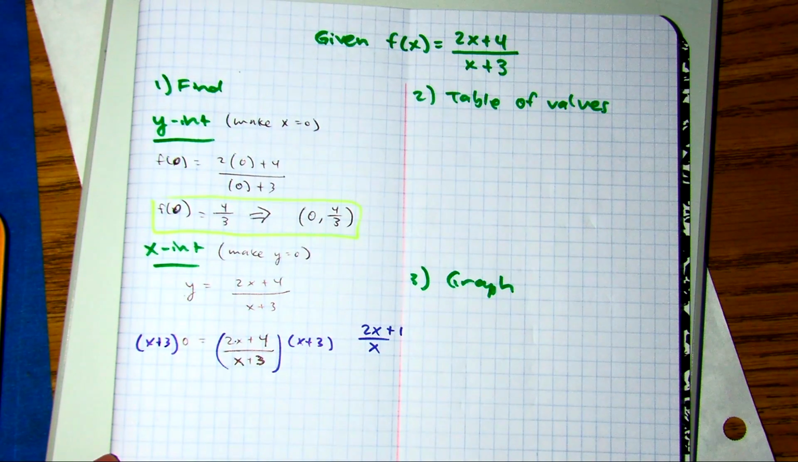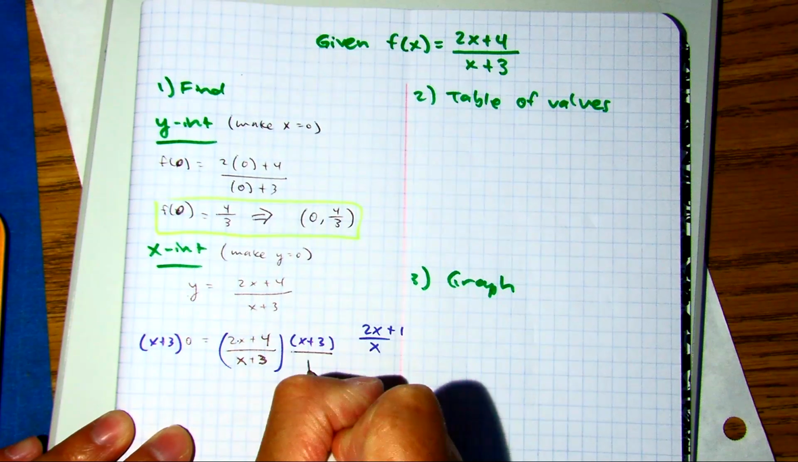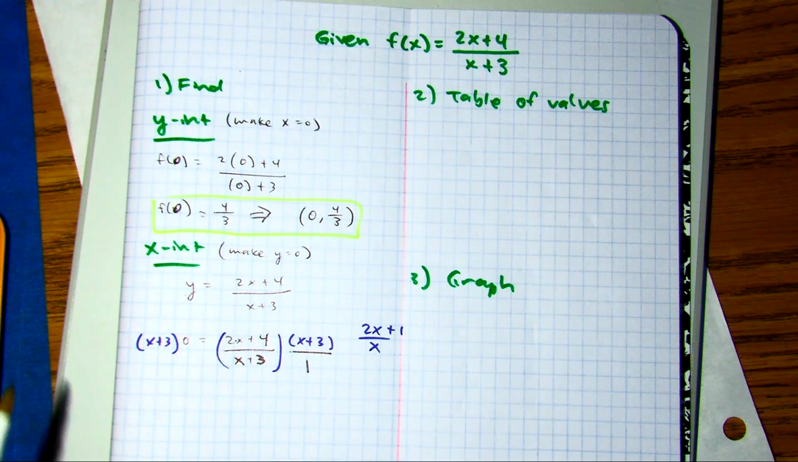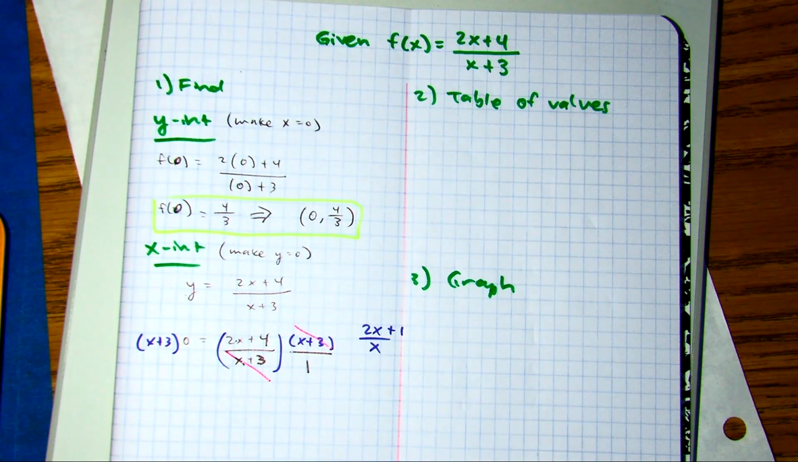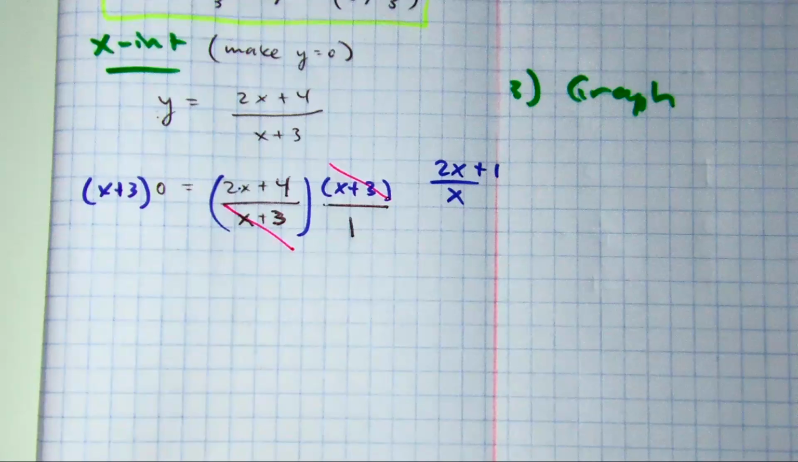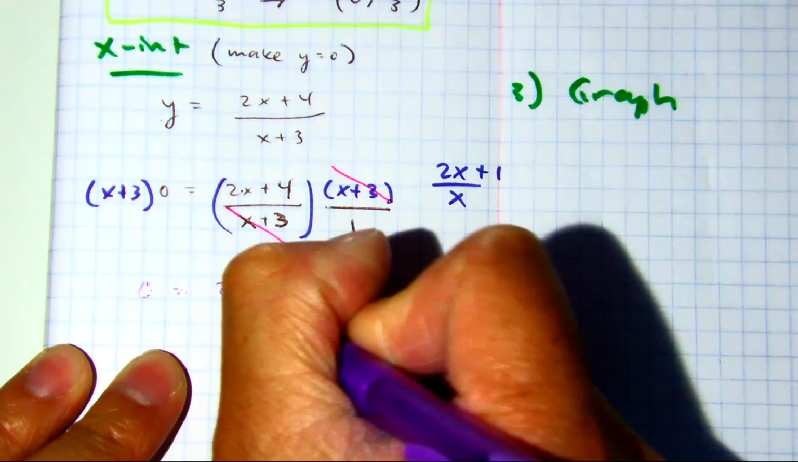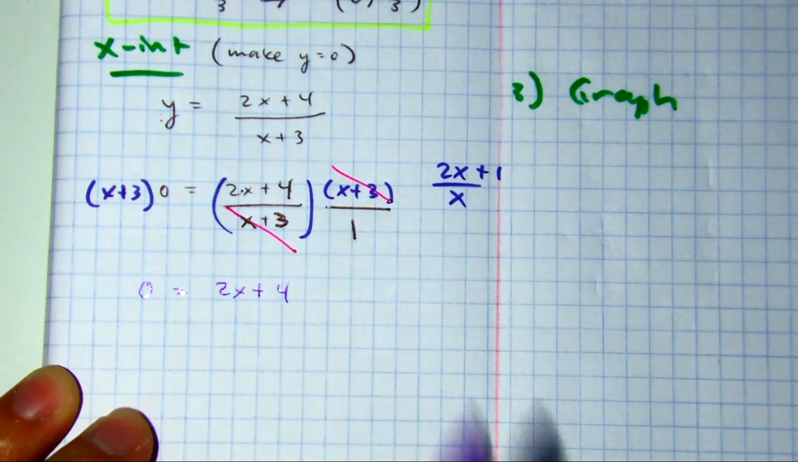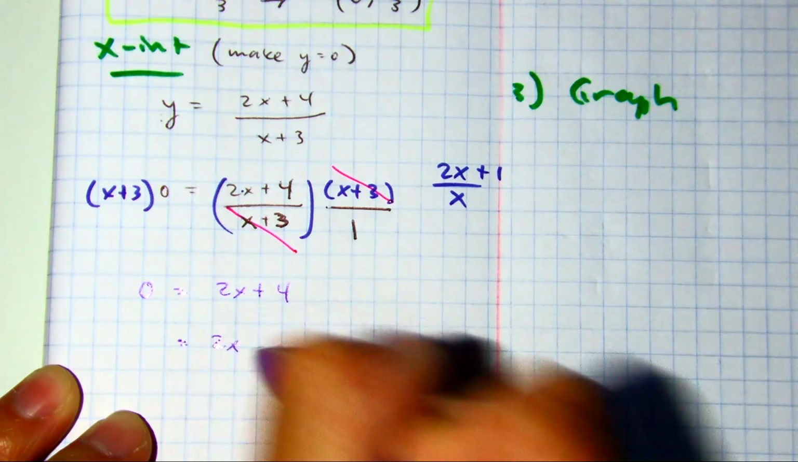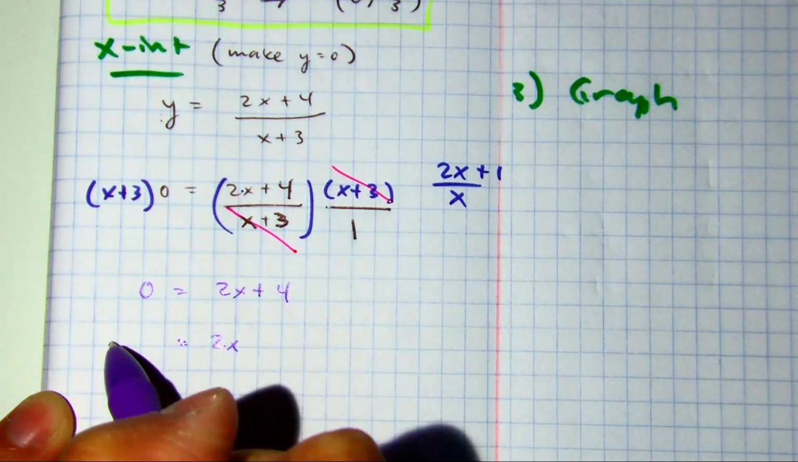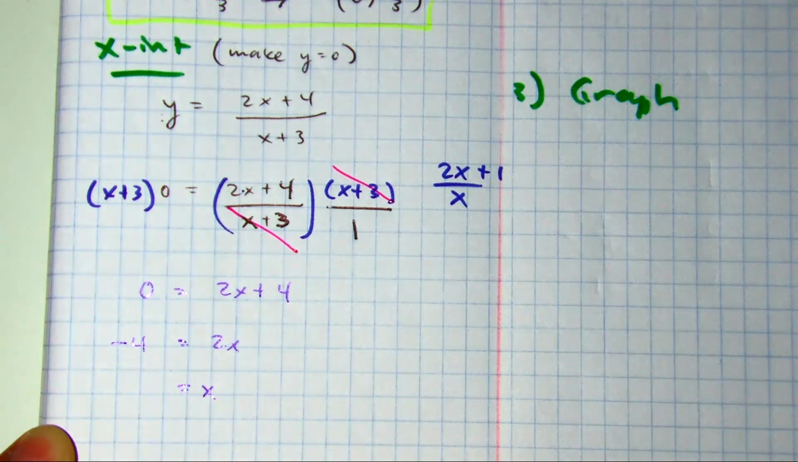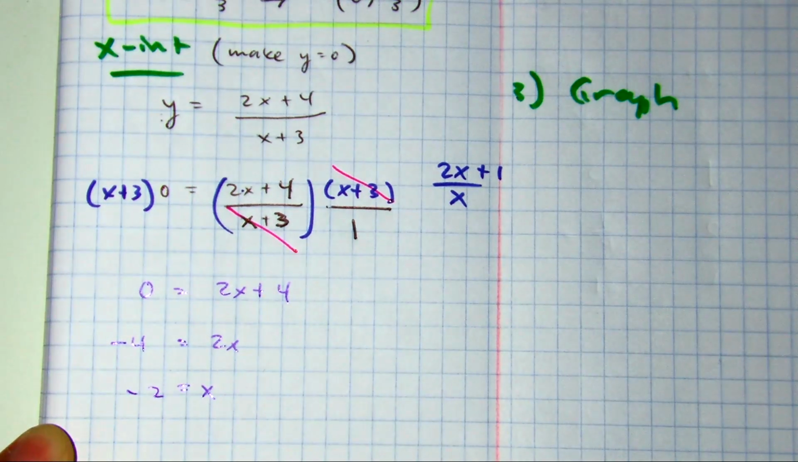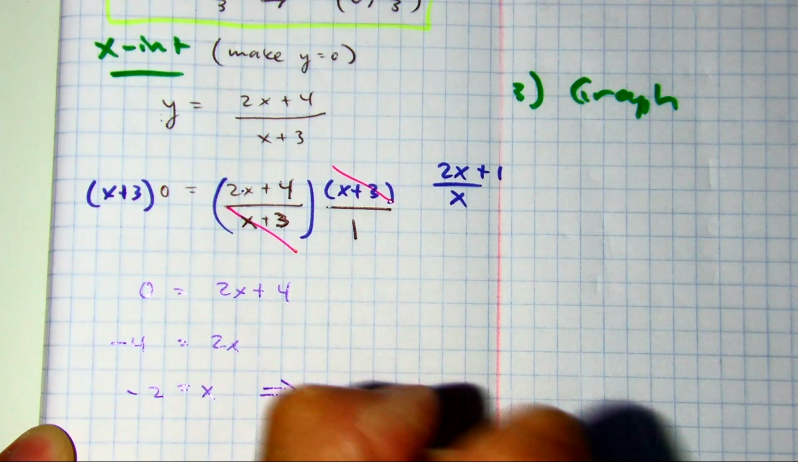I'm going to put this one over 1. The reason why I do that is essentially you're moving the x plus 3 to the other side. These factors will cancel. Class, 0 times anything is 0. So 0 equals 2x plus 4. Should I divide or subtract? 2x is equal to negative 4. And then if you divide by 2, x is equal to negative 2. What's my ordered pair? Negative 2, 0.